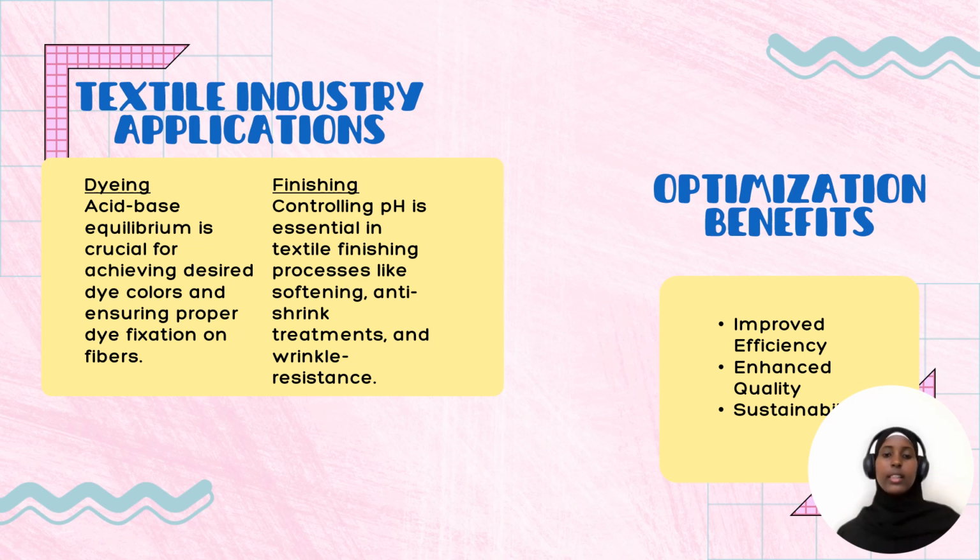Enhanced quality: the fabric comes out looking and feeling better, with long-lasting colors and also durability. The third one is sustainability. By using the right pH levels, industries can reduce waste and minimize environmental impact, making the process eco-friendly.